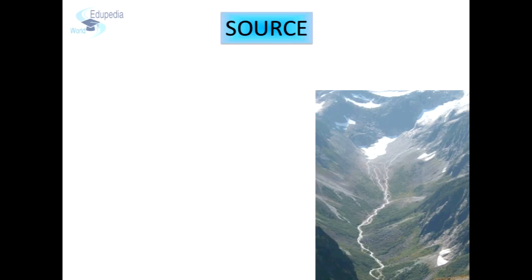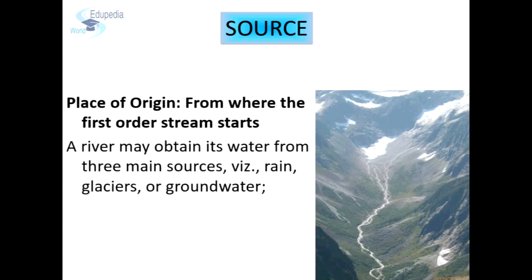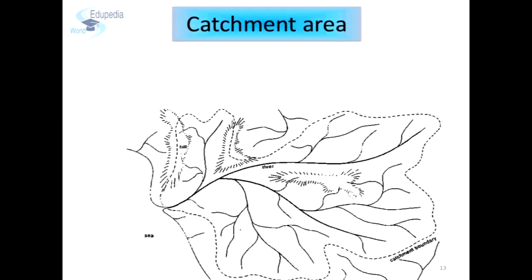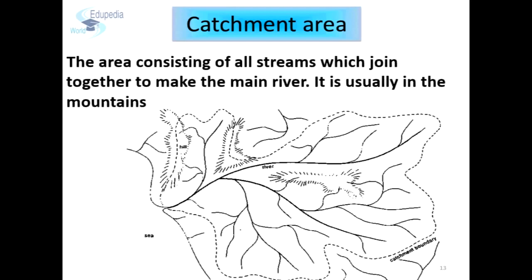First things first, let us get clear with certain important terms that we are going to come across during this chapter. Source. Source is from where the river begins. A river may obtain its water from three main sources: rain, glaciers, or groundwater. A river may have more than one source of water. Catchment area, also known as a watershed. The area, usually in the mountains, consisting of all streams which join together to make the main river. Two adjacent catchment areas may be divided by what we call as a water divide.